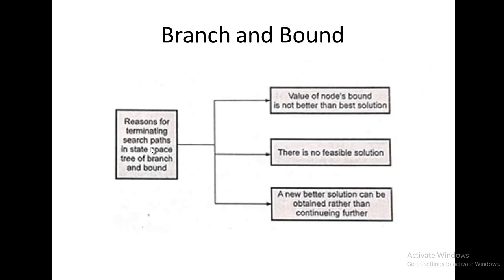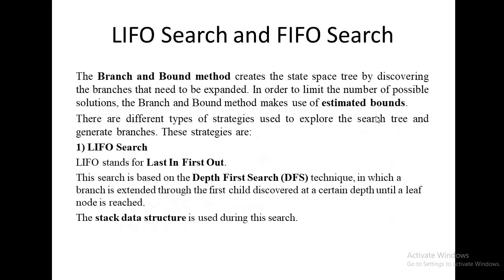The reasons for terminating the search path in the state space tree for branch and bound: first, the bound value of the node is not better than the best solution we are comparing with. Second, there is no feasible solution. Third, a new better solution can be obtained rather than continuing further with the node.